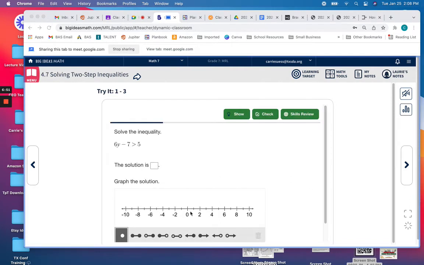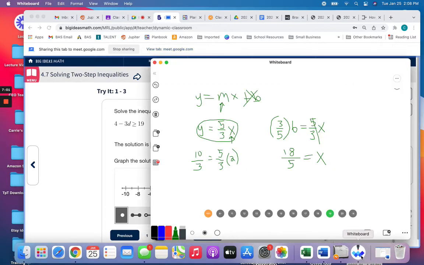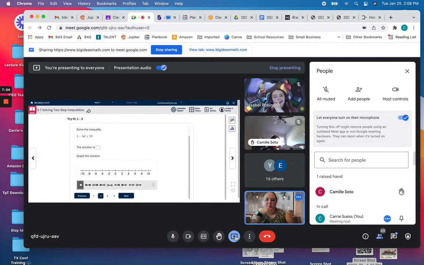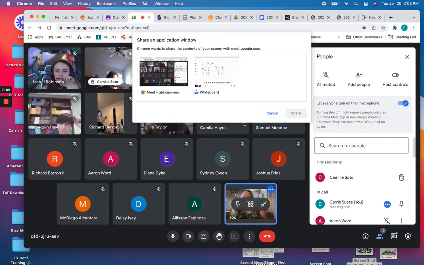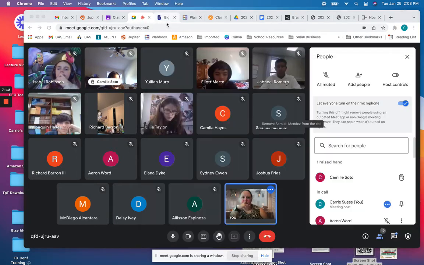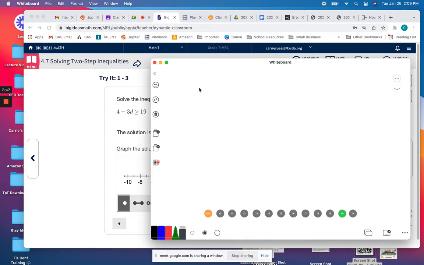Alright, so here's help for number 2. 4 minus 3D is greater than or equal to 19. Let me grab my whiteboard, which means I need to present my whiteboard, not this. Alright, so we have 4 minus... Everybody hear me okay? Yes. Thank you.